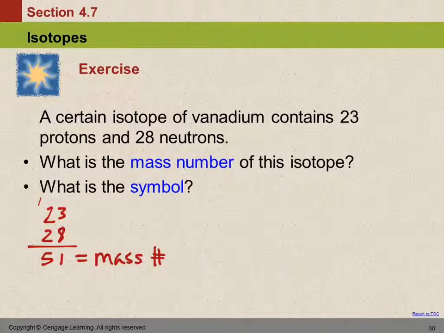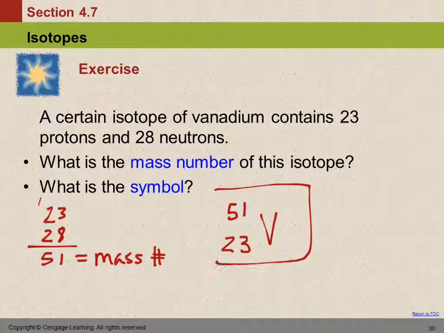What is the symbol for this isotope? V is the element symbol for vanadium. And in the superscript, we put the mass number that we just figured out. And the subscript on the left is the number of protons, 23. So this is the symbol for that particular isotope.